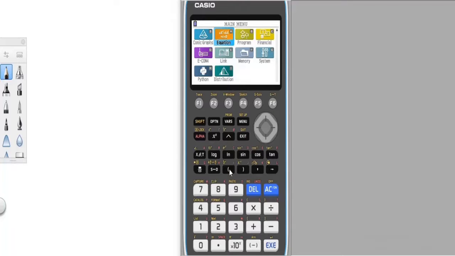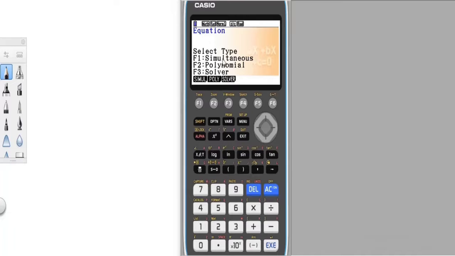For equation, you want to solve problems involving quadratic equations, simultaneous equations, exponential equations. Under this equation mode, we press execute. So if you want to solve simultaneous equations, go for F1. If you want to solve problems involving quadratic or cubic equations, here under this F2, let me show you something.